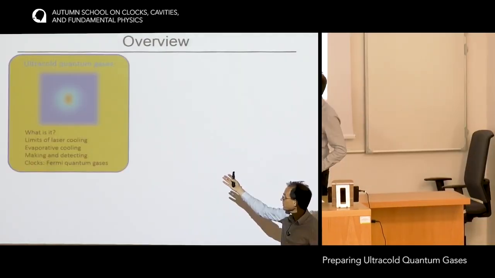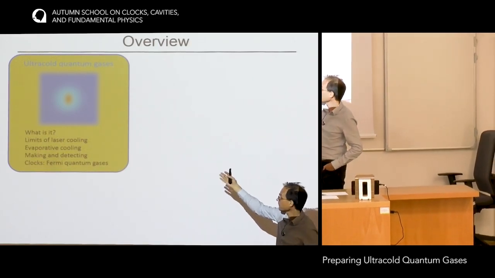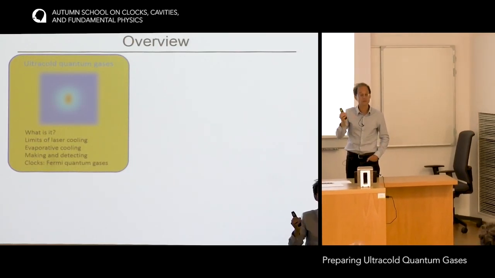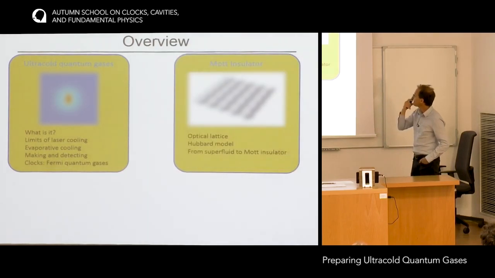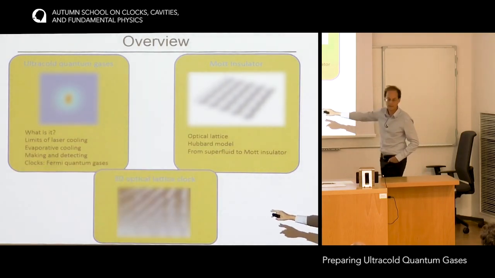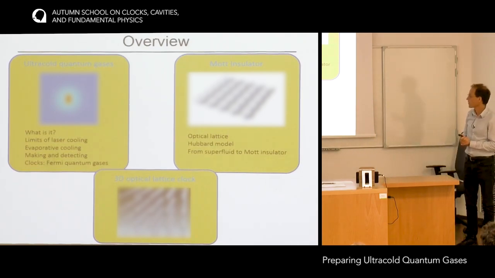Okay, we need new cooling techniques beyond laser cooling, such as evaporative cooling, and I'll explain how we make and detect such a gas. Then for clocks, why it's important to use fermions and how to make a Fermi gas, what's difficult there. And in the second part, I'll describe to you what a Mott insulator is and why it's useful for clocks. And finally, I have a brief discussion of a 3D optical lattice clock, which was recently made in Junji's group.